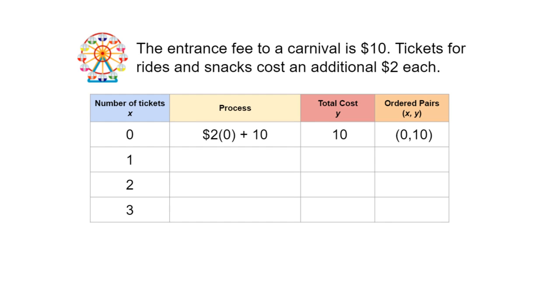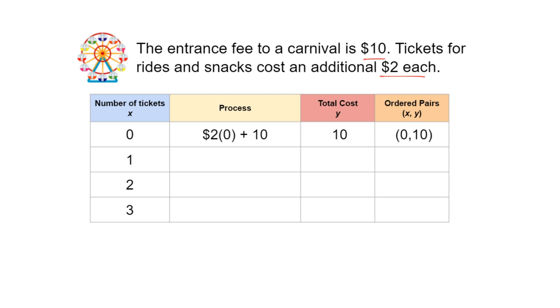In this video, we will talk about how to take a non-proportional equation and put it on a graph. The same example we are looking at was from the day prior. The entrance fee to a carnival is $10. Each ride and snack ticket costs $2 each. So we're still going to show our process here and the total cost, but then we're going to put those into ordered pairs so we can plot them on a graph.